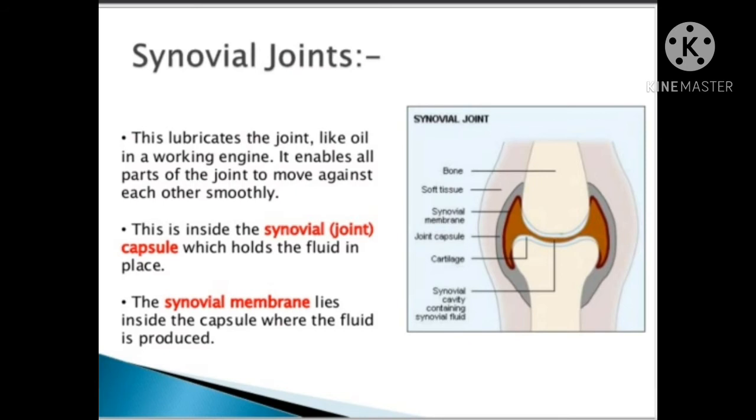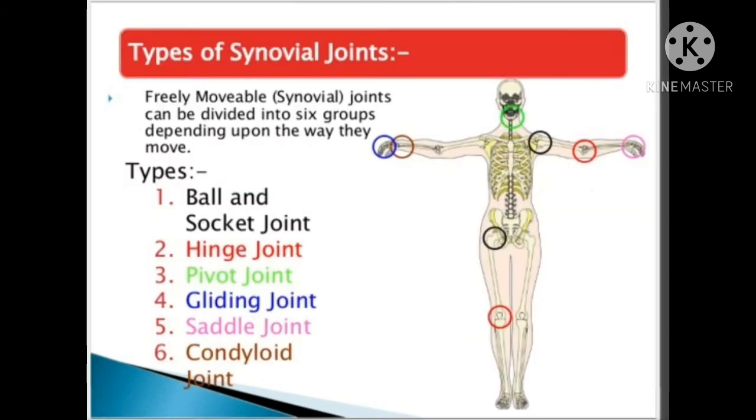And this is inside the synovial joint capsule, which holds the fluid in place. The synovial membrane lies inside the capsule where the fluid is produced. Types of synovial joints. Freely movable synovial joints can be divided into six groups depending upon the way they move. Their types are represented by different colors.